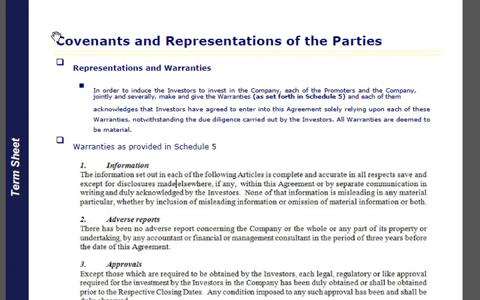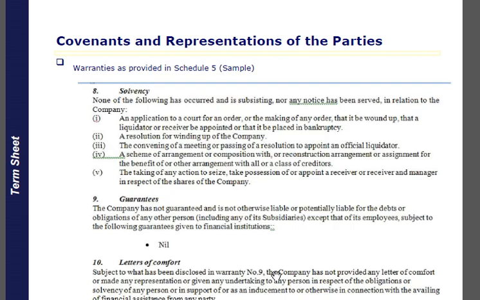Now we have the information, adverse reports, or approvals provided by the investors to this company, and each of the promoters of the company jointly and severally make and give the guarantees, and each of them acknowledges that the investors agree to enter into this agreement. Another one is on the basis of different information: solvency, guarantees, letters of comfort. So these are the different kinds of terms. We can do it on different bases.